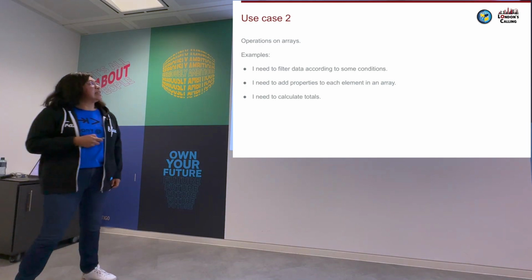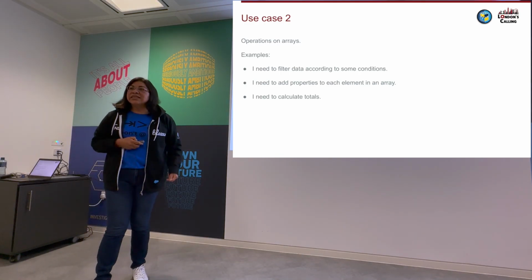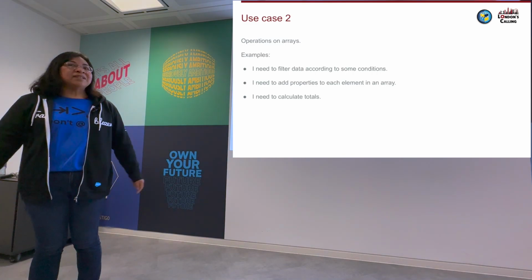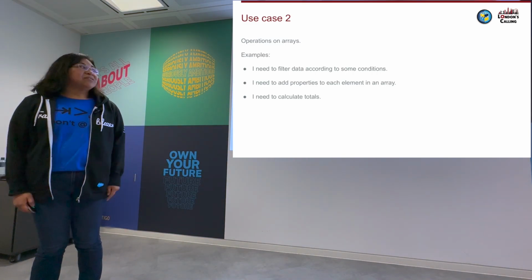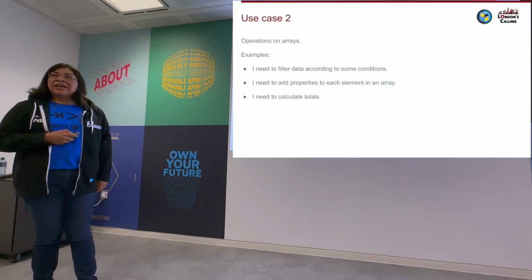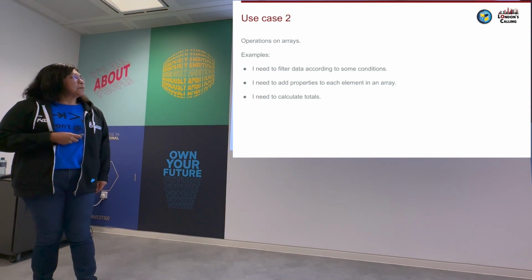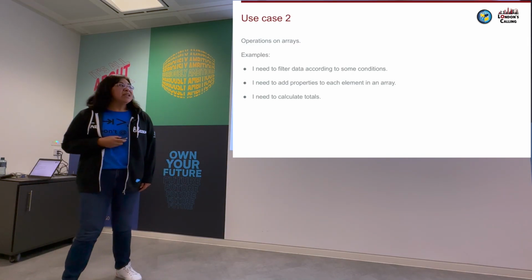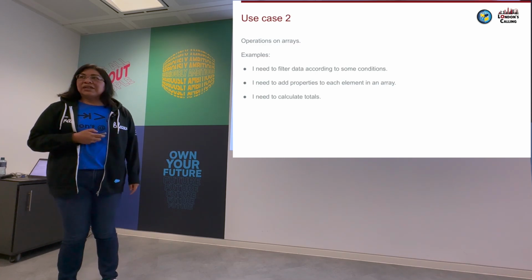The second use case is operations on arrays. This is very used in Lightning Web Components because basically we are just manipulating data and showing data or changing data or something like that. The example that I have here is when you need to filter data according to some conditions, when you need to add properties to each element that you have in an array, or when you need to calculate totals, for example, yeah?